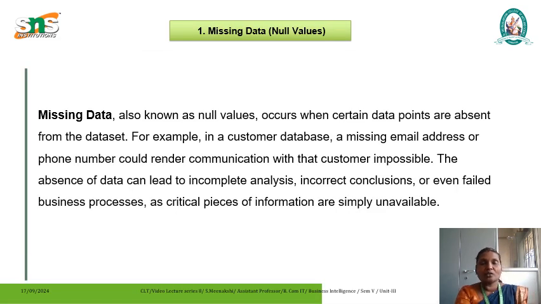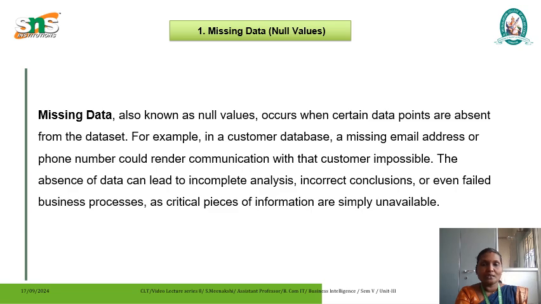The first type of error in data profiling is called missing data. As the name indicates, it may have some null values. This problem occurs when certain data points are absent from the data set. For example, in a customer database, a missing email address or a phone number could render communication with that customer impossible. So the absence of data can lead to incomplete analysis, incorrect conclusions, or even failed business processes as critical pieces of information are simply unavailable.